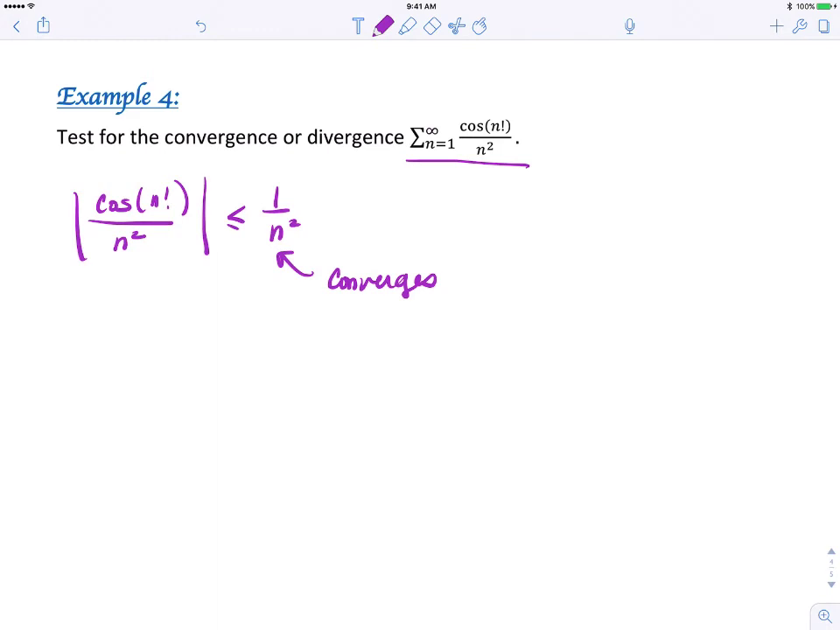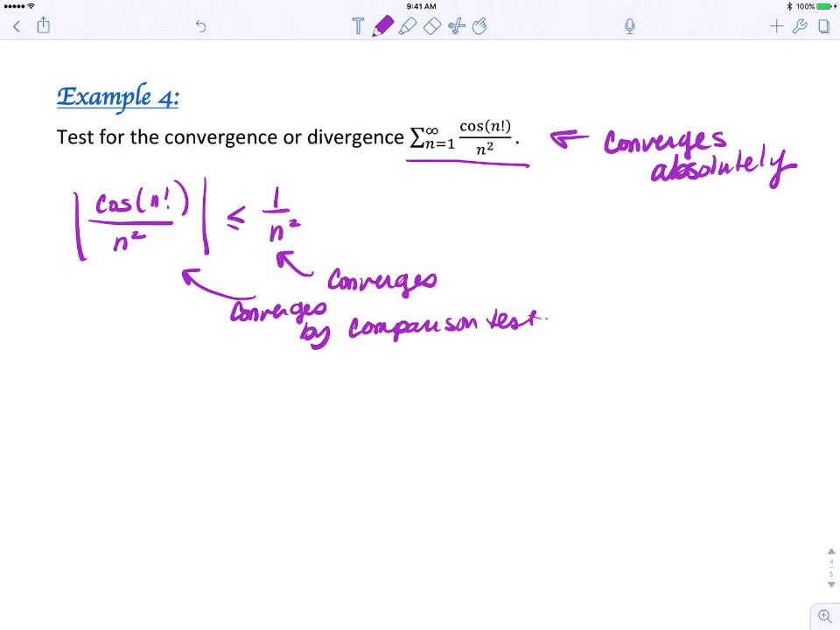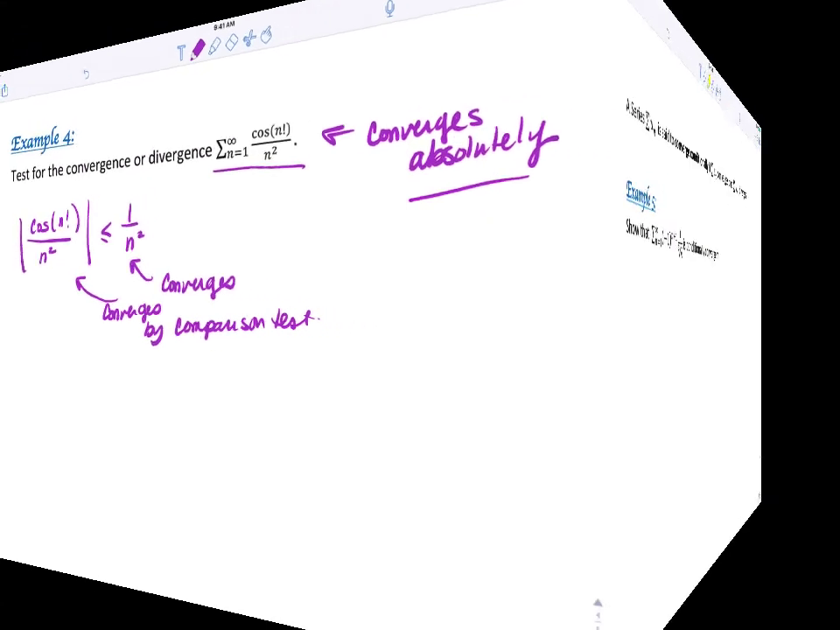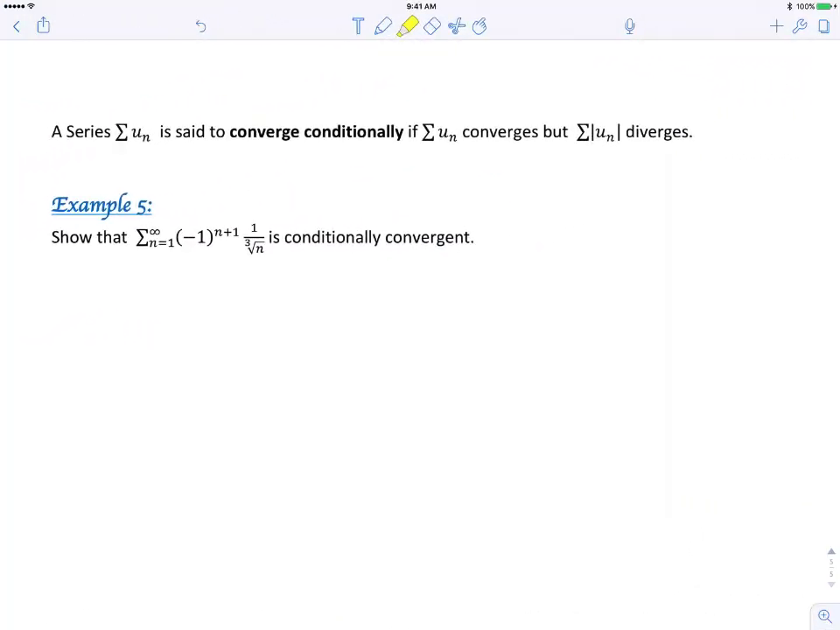So by the straight comparison test, since we've got a series that converges and this series is less than that one, then this series converges as well. And that makes this series converge absolutely. And by theorem B, that's enough to show it, in fact, converges. A series, the sum of un, is said to converge conditionally if it converges but does not converge absolutely. Example 5, show that the series given here is conditionally convergent.